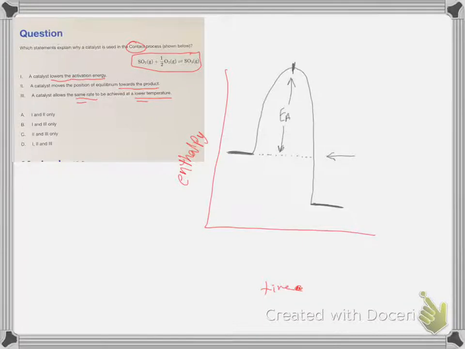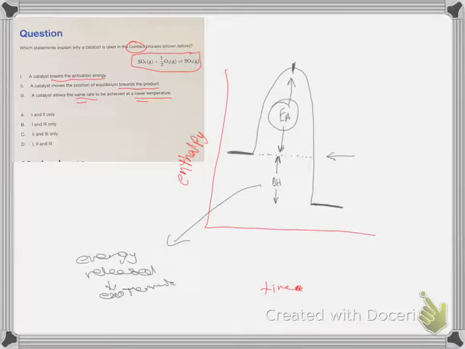However, the line between the reactants and the products is the enthalpy change. In this case, it is energy released, because it's an exothermic graph. And as I said, the activation energy is the minimum amount of energy required for any reaction to occur. So if that certain amount of energy is met, then the reaction will begin.